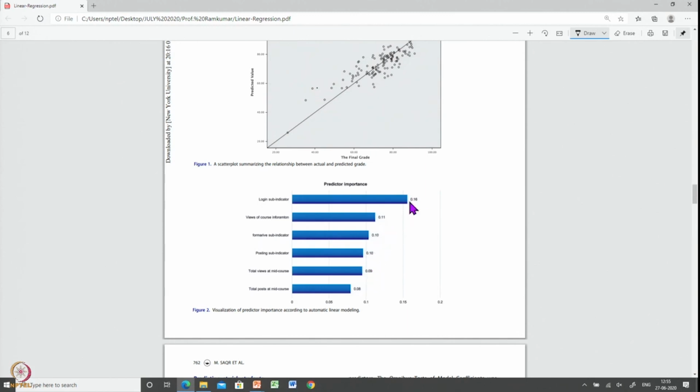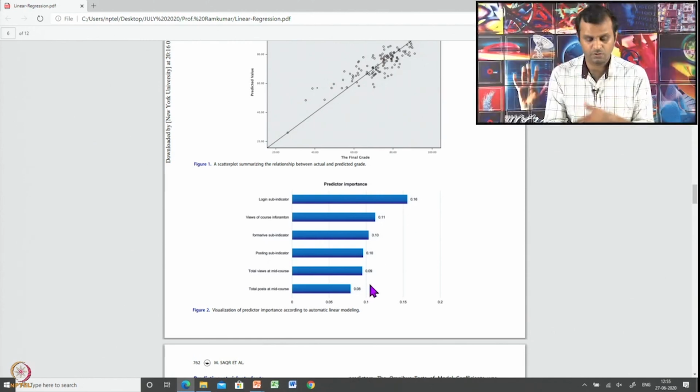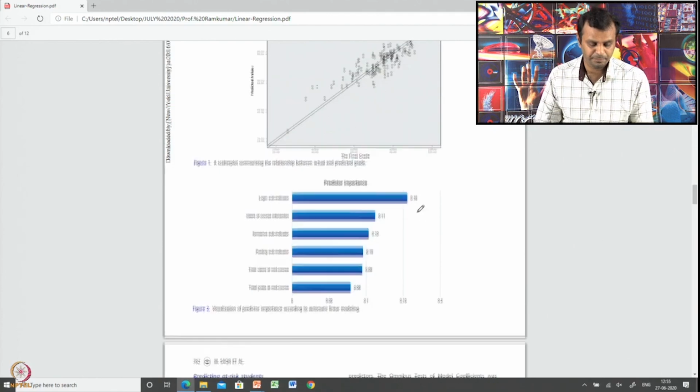So, there is a weight for each of these variables, and the intercept is not given, and that is a problem. We do not know what the value is, but we do not want to interpret the intercept. We want to interpret only these values. So, login is the strongest indicator of performance in the end-sem.